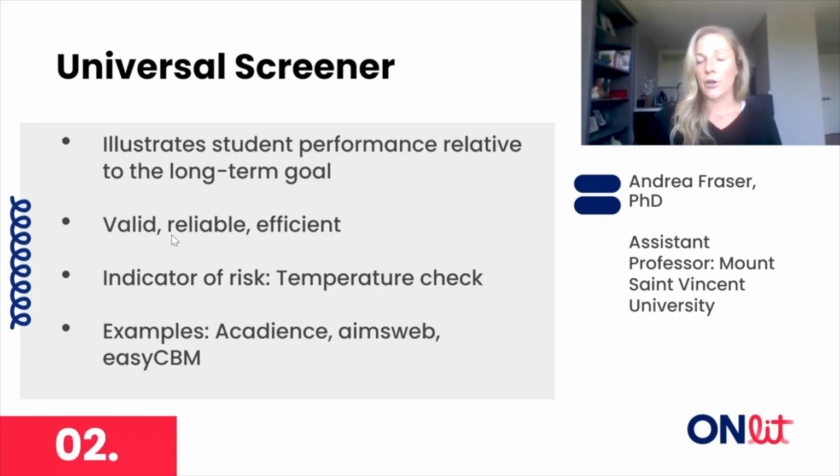Screeners provide an indicator of risk. Implementing these early in kindergarten, grade 1 and 2 allows us to provide early intervention for students who are demonstrating risk for reading difficulties based on data from screening measures. We often hear universal screeners being considered a temperature check. I can quickly check the temperature of all my students as an indicator of general health. Examples of universal screeners are measures provided by Acadience, AIMSweb, and EasyCBM.